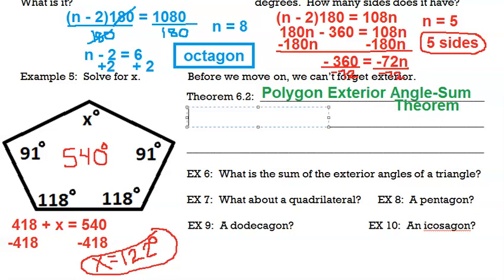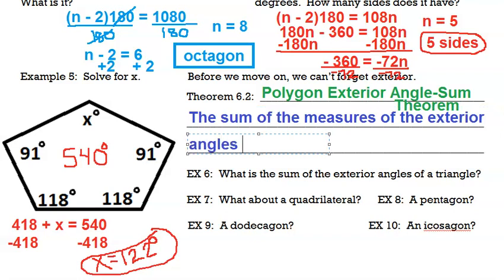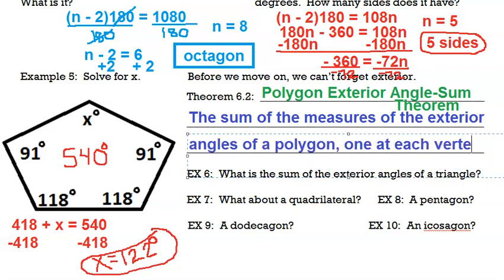Now, I briefly talked about exterior angles in a previous lesson. I'll get to it here in a second, but just let me write the theorem itself. The sum of the measures of the exterior angles. So again, I'll show you what an exterior angle is here in a second. Of a polygon, one at each vertex, is always 360 degrees. It's crazy to think it's always 360, no matter what.